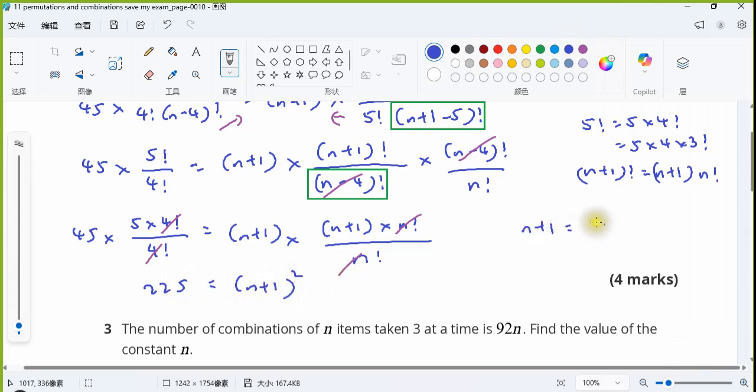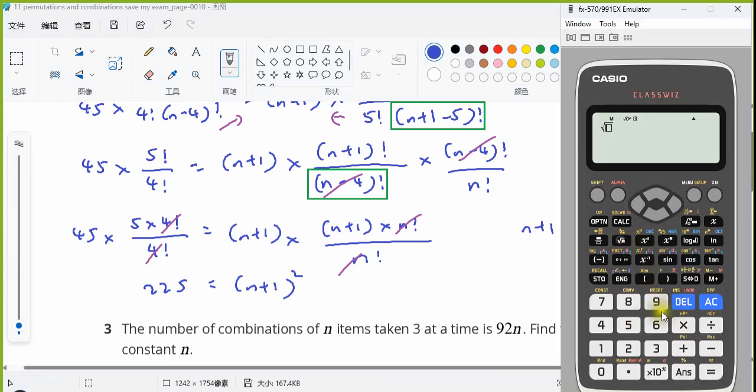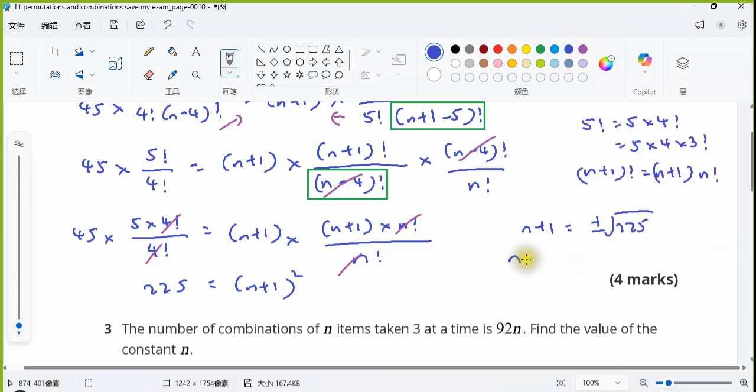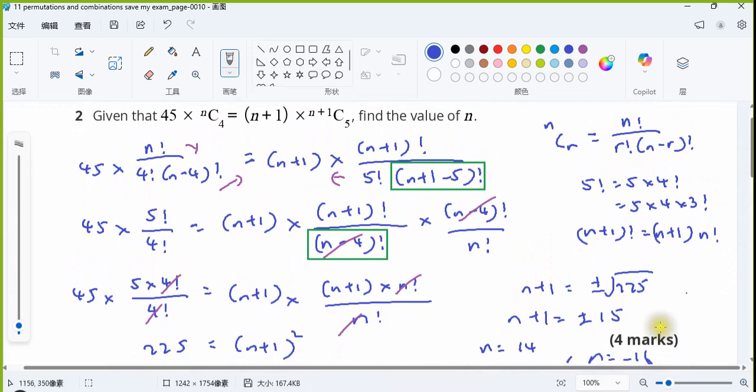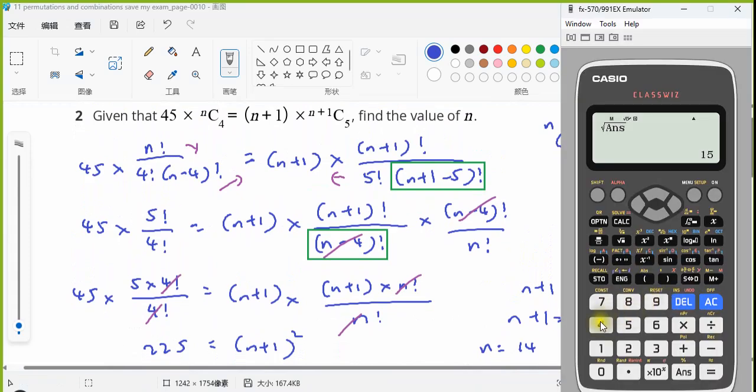So n plus 1 is the plus minus square root 225. So square root answer is 15. So n plus 1 equal to plus minus 15. So n will be 15 minus 1, 14. And then n equal to negative 16. This one rejected. Okay, because the n must be greater than 0. So 14, we want to check whether it's correct or not.